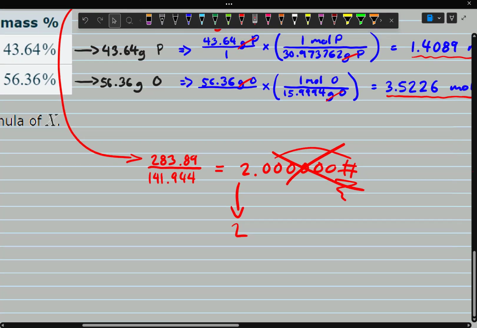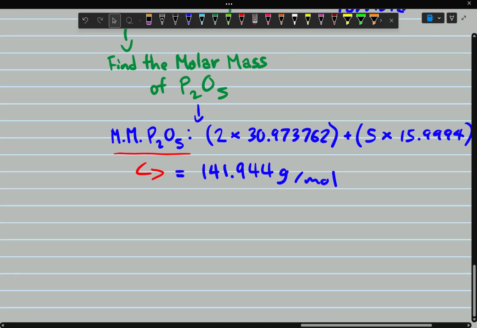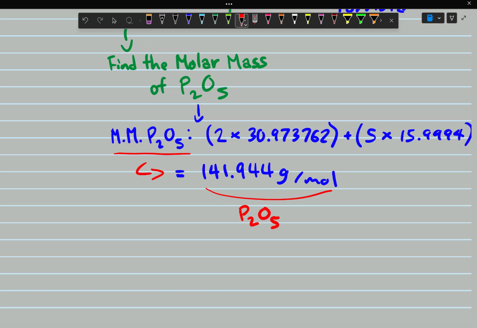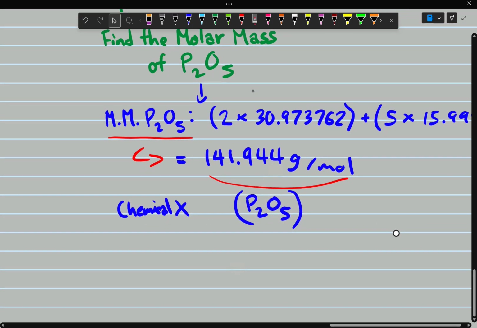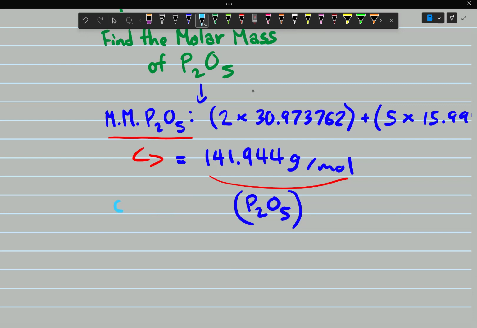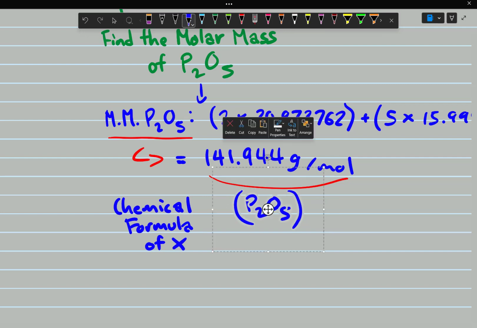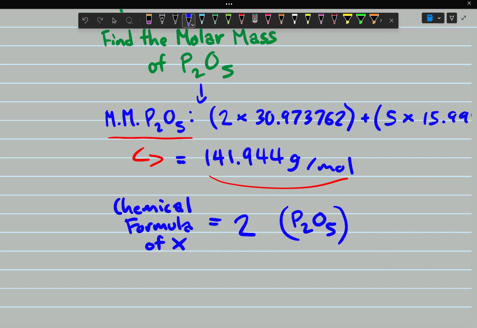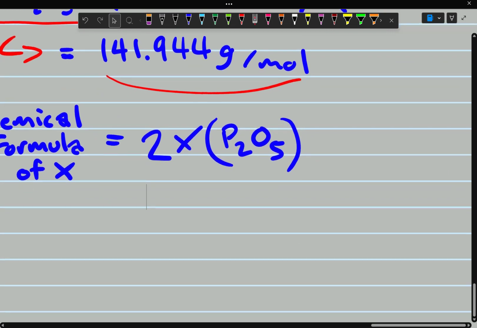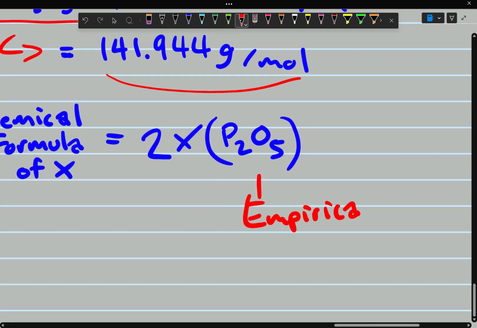So what does that mean? It means that there are 2 P2O5 empirical formulas inside the chemical formula. So in our chemical formula of X, we have 2 times our empirical formula.